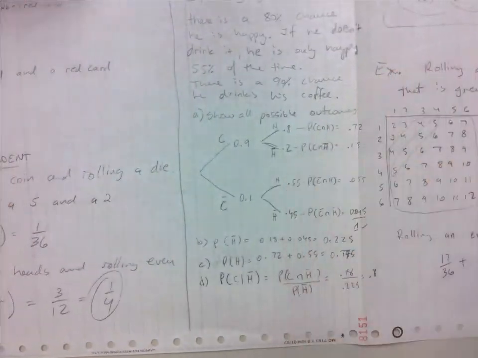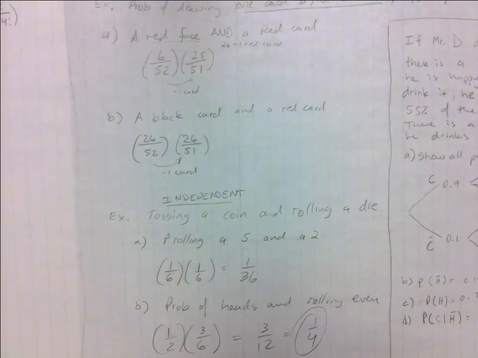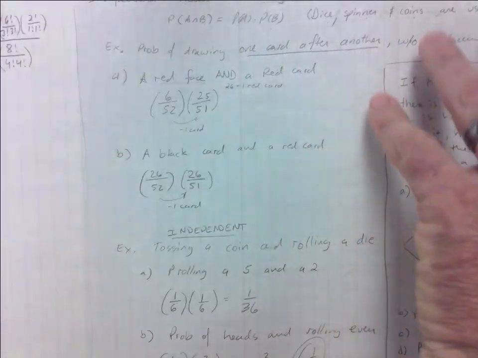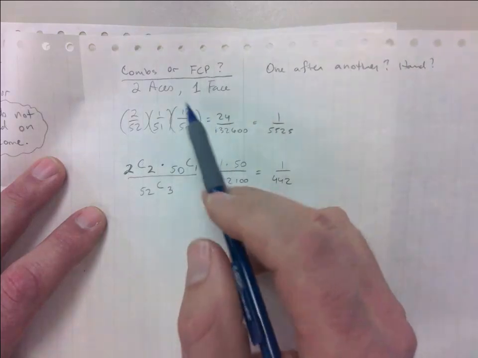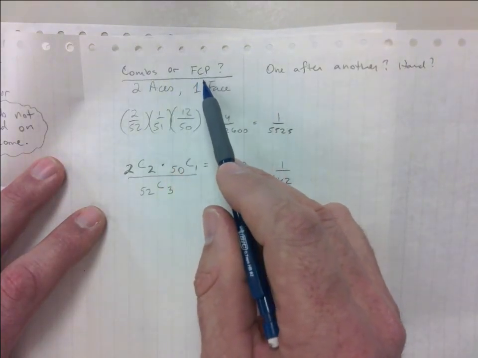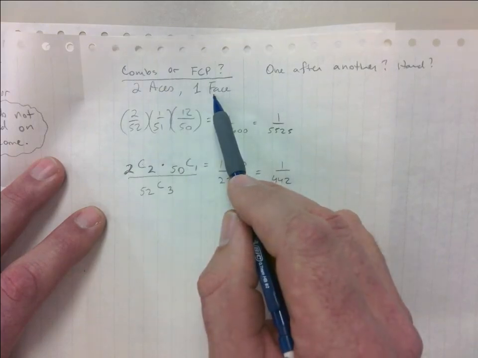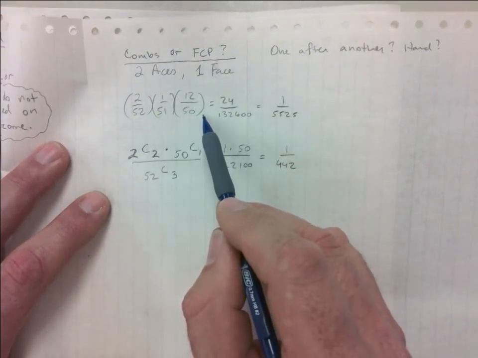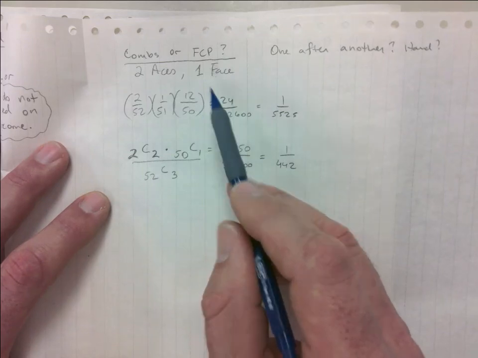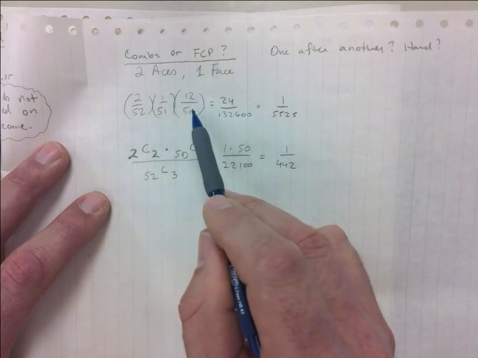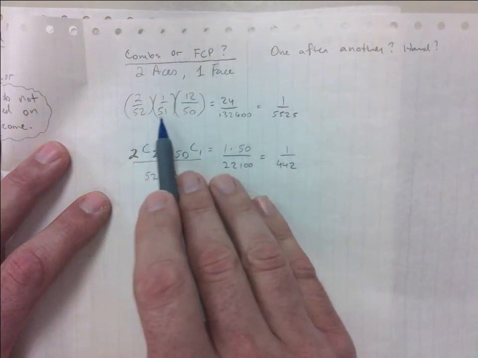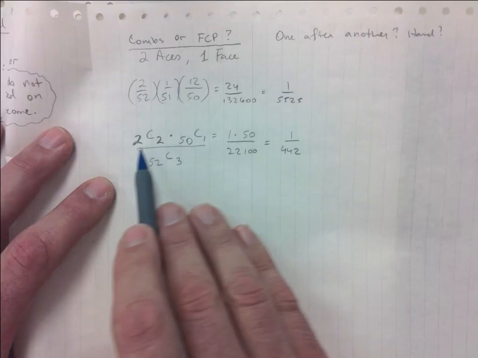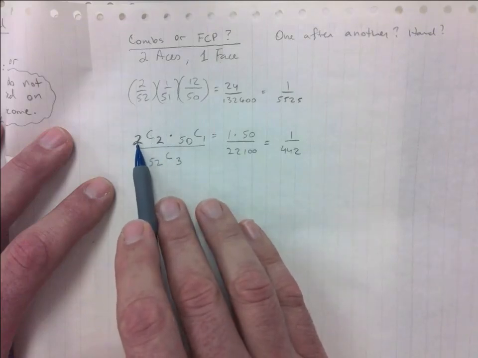And I just wanted to make a specific reference. I had to add that somewhere else about cards. I would say, especially if you're doing a hand, so combinations or fundamental counting principle. So if it's two aces and one face, if you do it this way, again, this is only if it doesn't say one after the other. Okay, if you're doing hands, then if you did it this way, you would get that answer. If you did combinations, like two aces, right?